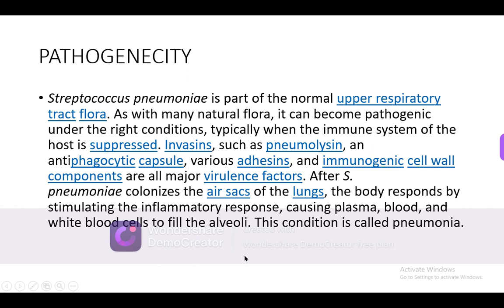Actually, pneumonia is the condition in which the inflammatory exudate fills these spaces. After filling these sacs, it is the hardening of the organ, and this is called consolidation.